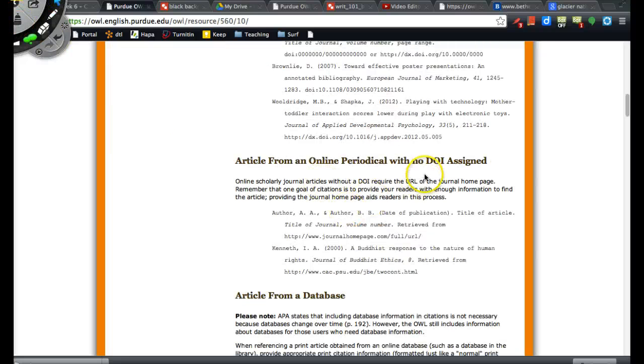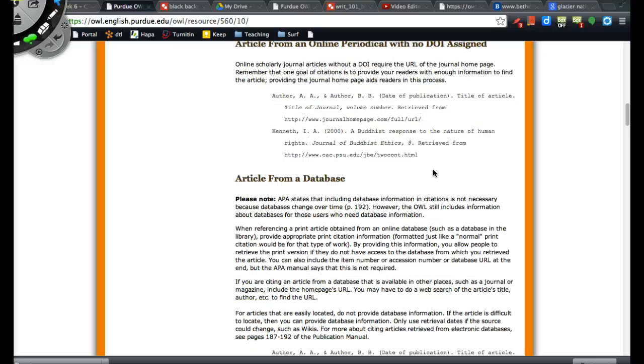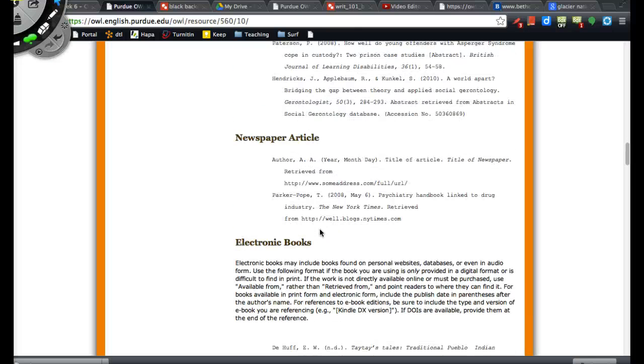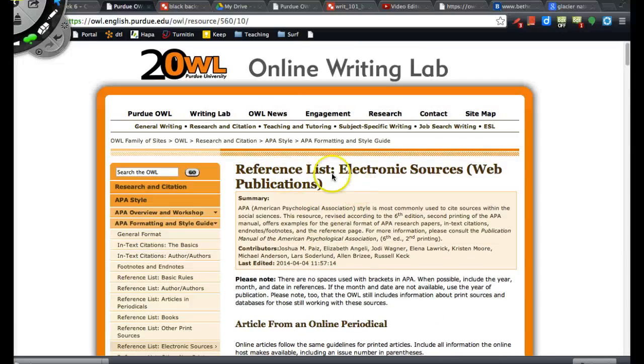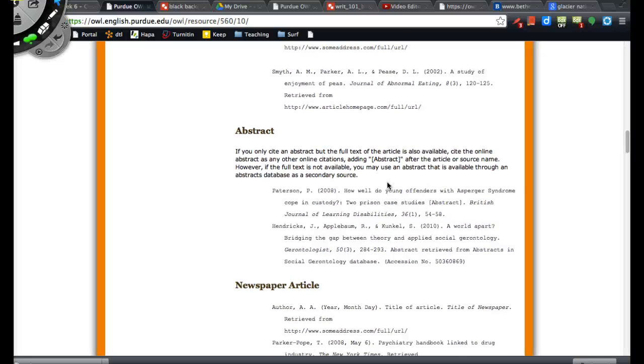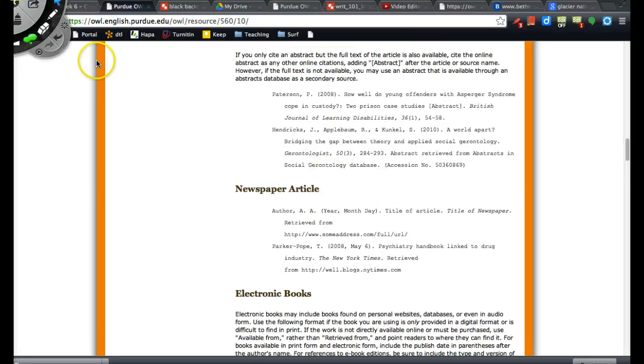An article from an online periodical with no DOI assigned, an article from a database, which is how many of you are going to be accessing your articles, an abstract, a newspaper article. Now, these are all, as we know, looking at the top here, electronic sources, so web publications. So let's say you go to the Wall Street Journal online. Well, this is how you're going to end up citing one of these examples. Here the top one shows you what the information is: author, year, month, date, title of article, title of newspaper, retrieved from, and then here's an example of it actually put into implementation. So you're going to want to look at that.